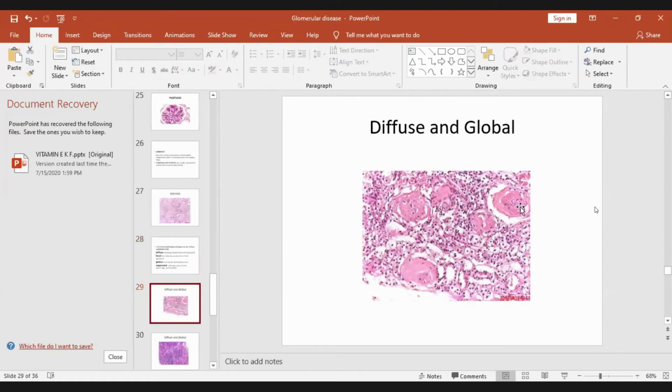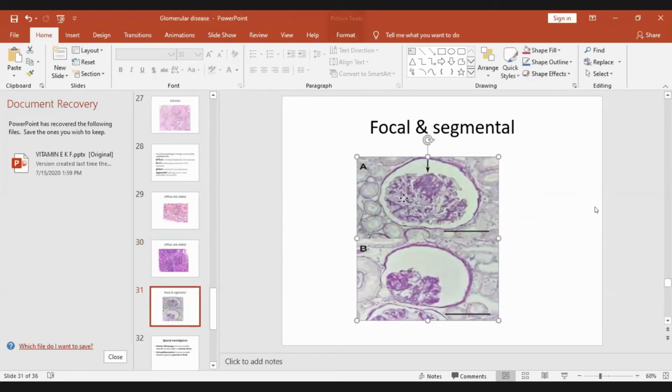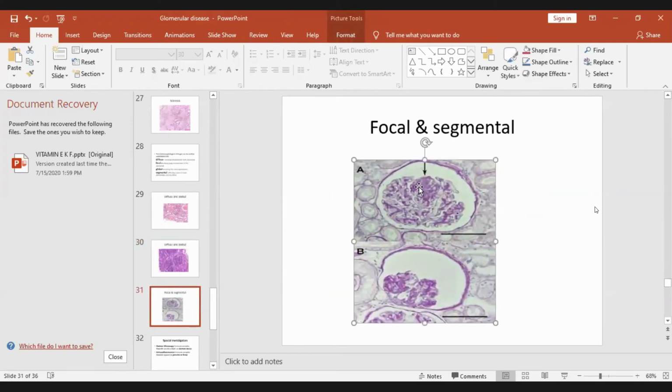See, this is diffuse. All the glomeruli are hyalinized. So this is diffuse and global. All are proliferative. This is a proliferative glomerulonephritis, that is streptococcal. See, this is focal and segmental. This glomerulus is not involved. This glomerulus is involved in only a segment, not the whole glomerulus. So this is a focal involvement when only some glomeruli are involved, and segmental when only that part of the glomerulus is involved.